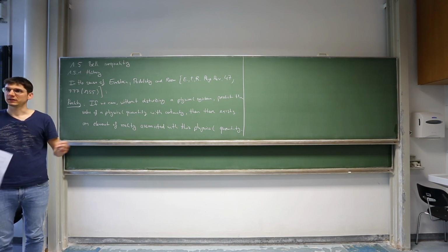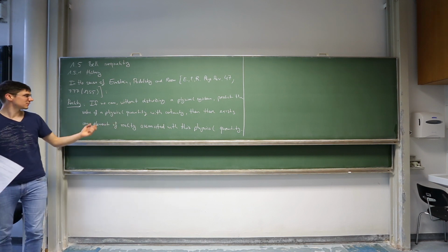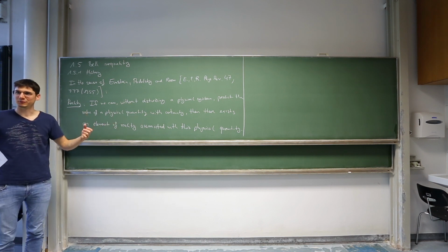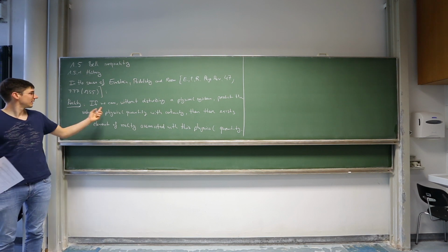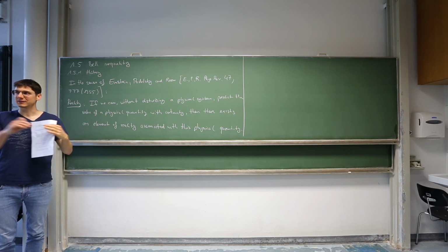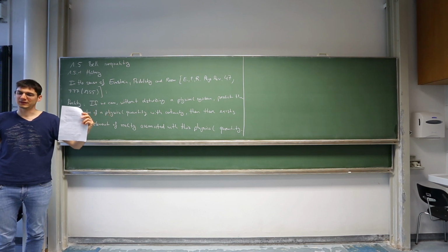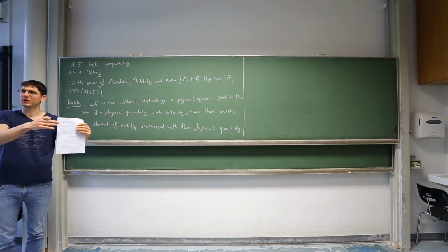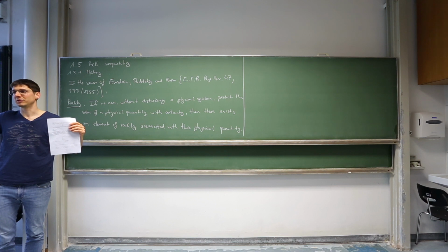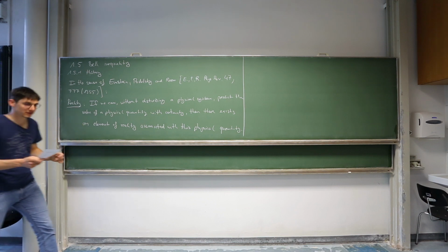Let me repeat this, because possibly it makes more sense if you hear it two or three times. If we can, without disturbing the system, predict the value of this spin with certainty, then it must be connected to an element of reality. So it draws the connection between our abstract formalism and reality. And this is, so to say, the reality condition.